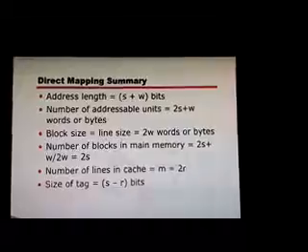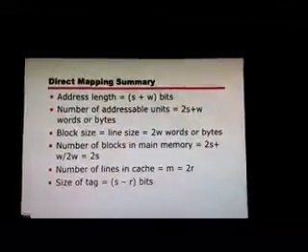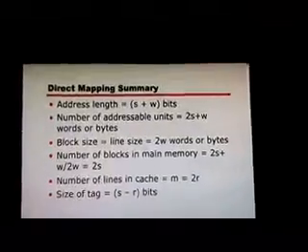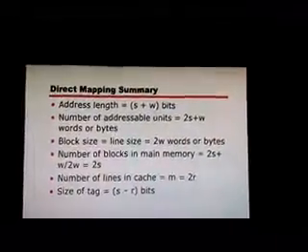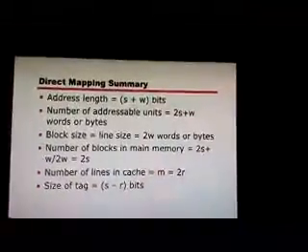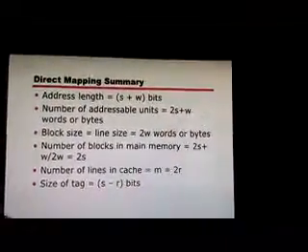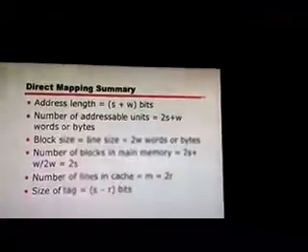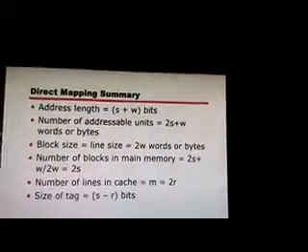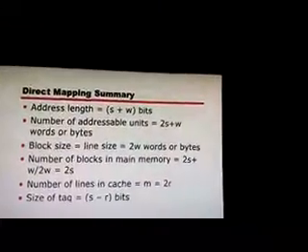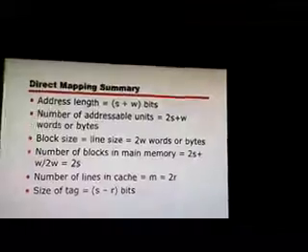Direct mapping summary. Address length equals s plus w bits. Number of addressable units equals 2 to the s plus w words or bytes. Block size equals line size equals 2 to the w words or bytes. Number of blocks in main memory equals 2 to the s plus w over 2 to the w, equals 2 to the s. Number of lines in cache equals m equals 2 to the r. Size of tag equals s minus r bits.